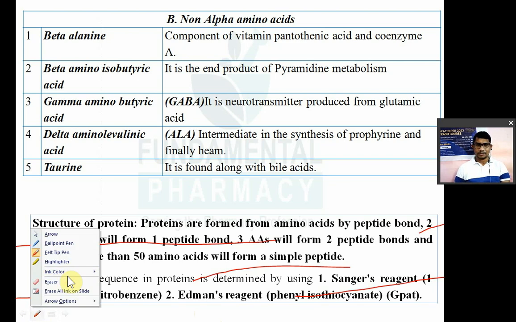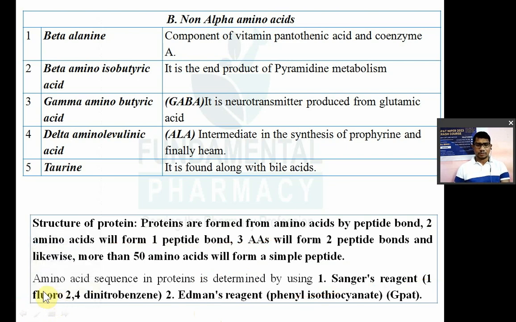So there are different agents which bind to a particular terminus. Both Sanger's reagent and Edman's reagent bind with the amino terminus. These reagents bind to the amino group of the amino acid and form another compound. On that basis you can analyze the sequence of amino acids. If there is a peptide of 50 amino acids, you can analyze which is the first amino acid, the second, the third. That is sequencing. You can analyze the sequence of protein by 2-3 reagents: Sanger's reagent, Edman's reagent, and dansyl chloride.